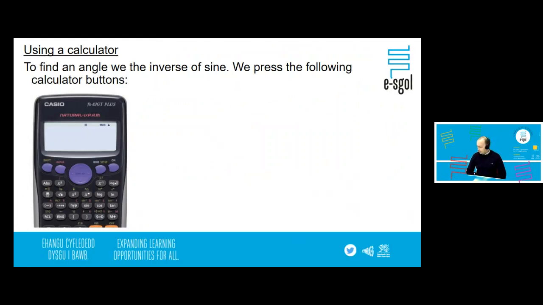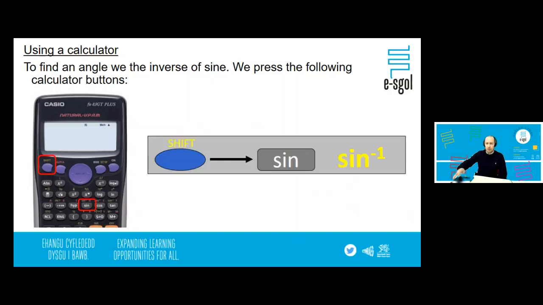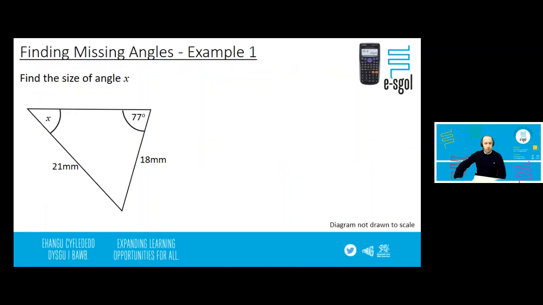On the calculator, we need to do something slightly different. I've highlighted there the shift button on the top left. You need to press the shift button and then sine, and what that gives us is the inverse of sine, sine to the -1. We always use that when we're finding an angle, whatever trigonometry we do, whether it's right angle trigonometry or the cosine rule, which we're going to do next week. We're always going to use shift and then sine, or shift and cos in some cases, to find that angle. Okay, so let's go through an example together.